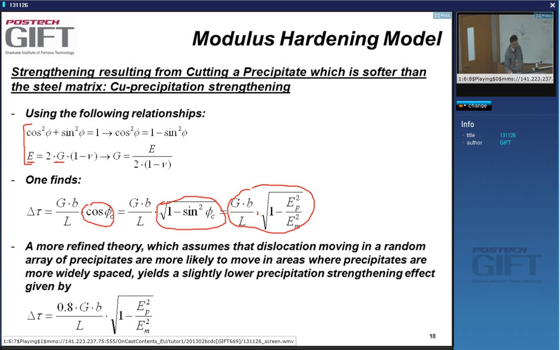Gb divided by L times the square root of 1 minus the square of the ratio of the particle modulus over the matrix modulus. And so this is the basic theory. There is a more refined theory, assuming a random array of precipitates. And it basically gives me a slightly lower value for delta theta.